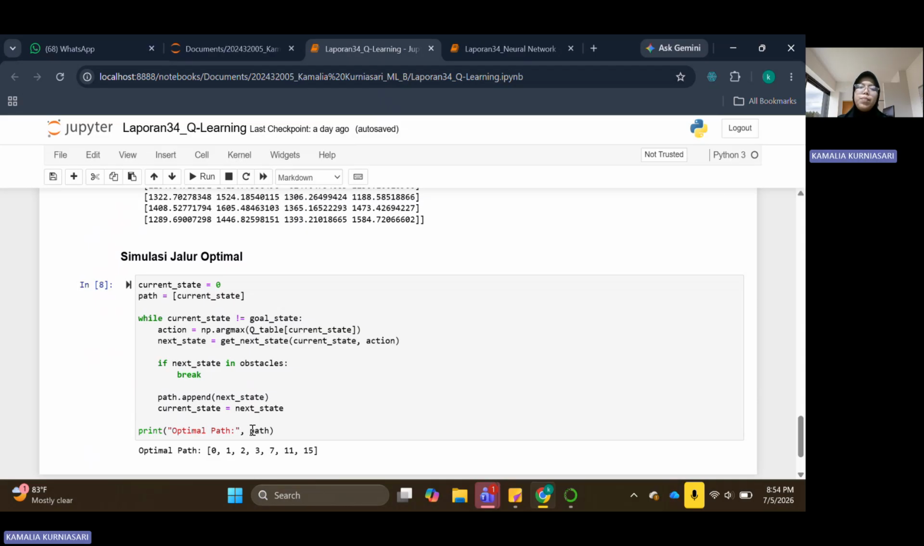And from this practicum, I learned how reinforcement learning works, especially through Q-learning. The agent learns through trial and error by interacting directly with the environment and receiving rewards. And Q-learning proved to be effective in solving path optimization problems and teaching agents how to make better decisions over time.